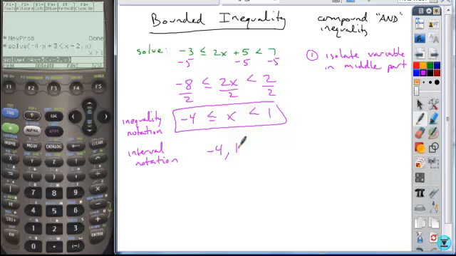And then it's just a matter of, again, figuring out which grouping symbols belong. So negative 4 is included. It has the equal to associated with it. So is that going to be a parentheses or a bracket at negative 4? Bracket. And then the upper limit of 1 has no equal to, so is that going to be included in the set? No, so it'll have a parentheses. So this is what your interval notation would look like for this problem.